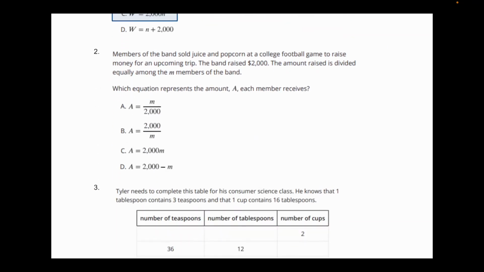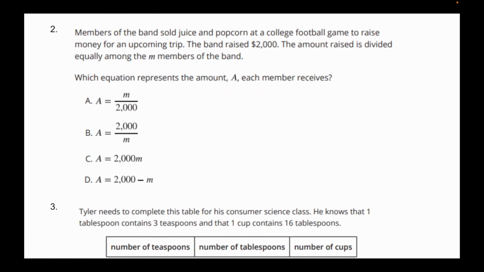If we move on to question 2, we have members of the band selling juice and popcorn at a college football game to raise money for an upcoming trip. And so they raised $2,000, and then the amount raised is going to be divided equally amongst those students. So which equation would represent this amount that each member receives? That amount is then going to be that 2,000, and since we are splitting this, we are dividing it equally. And so we are dividing that 2,000 by m number of students or band members.